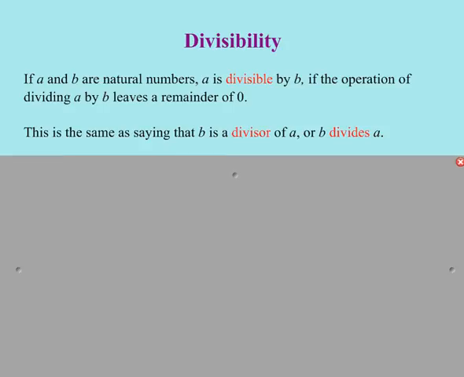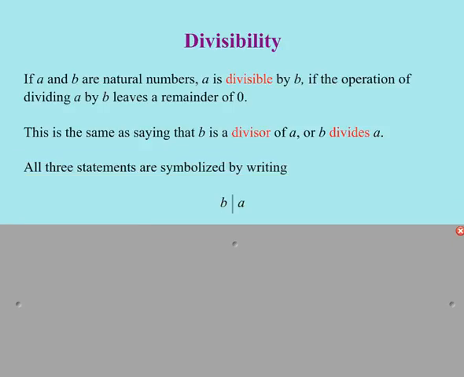The definition above is the same as saying that B is a divisor of A, or B divides A. All three statements above can be symbolized this way. Make note that this is not a division symbol. It is simply a line stating that A is divisible by B.